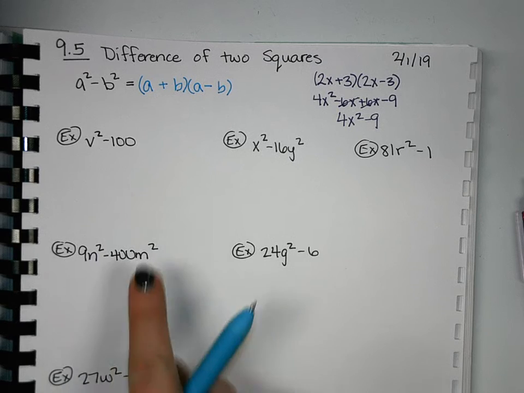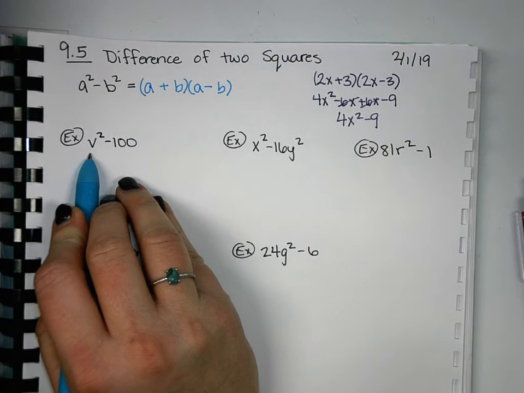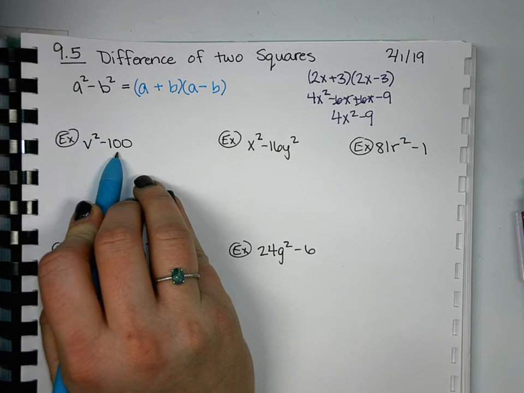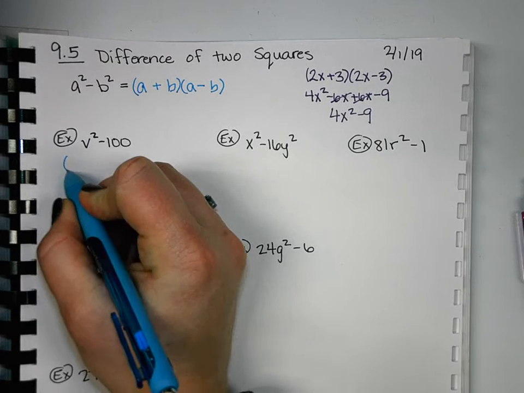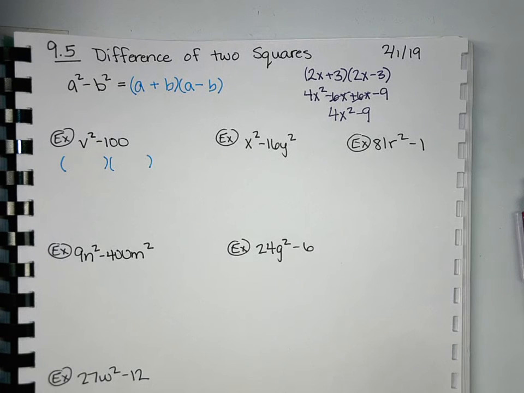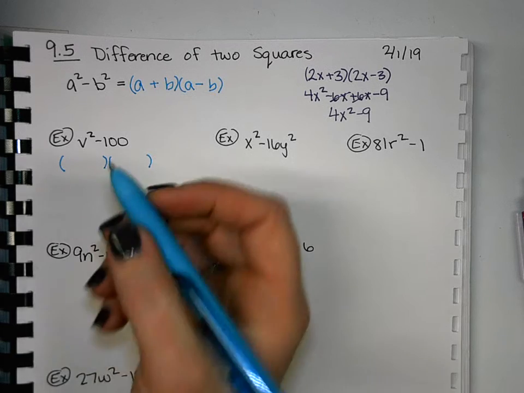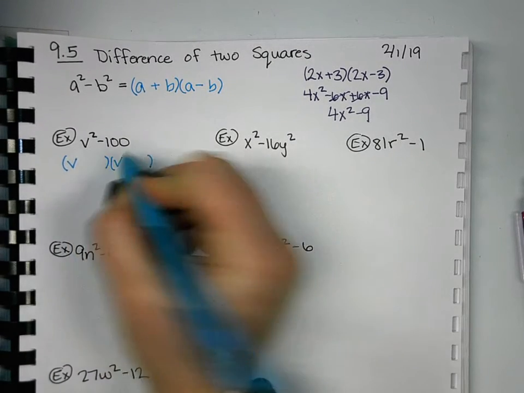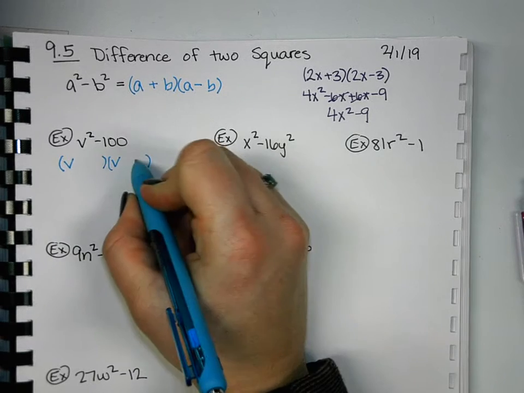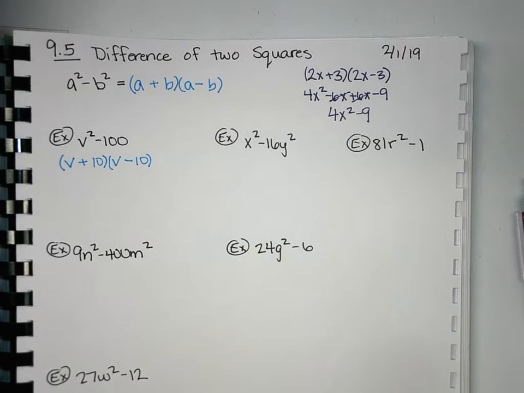So this first example here, v squared minus 100. Is v squared a perfect square? Yes. Is 100 a perfect square? Yes. And are they being subtracted? Yes. Okay, so I'm going to put my two parentheses. What's the square root of v squared? V. What's the square root of 100? 10. Put a plus in one parentheses, a minus in the other. Yes, sir? No matter which way? Nope. As long as one's plus and one's minus, that's all that matters.